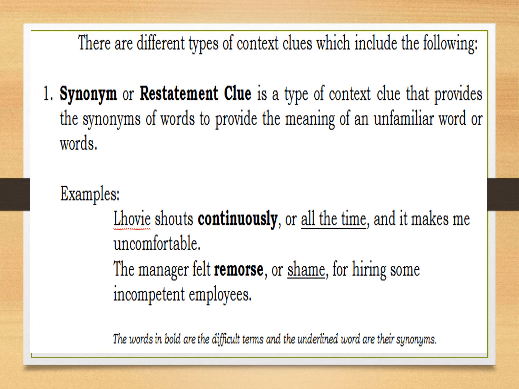We have the synonym or restatement clue. This is a type of context clue that provides the synonyms of words to provide the meaning of an unfamiliar word or words. Examples: Lovey shouts continuously or all the time, and it makes me uncomfortable. Another example, the manager felt remorse or shame for hiring some incompetent employees. The words in bold are the difficult terms and the underlined words are their synonyms.